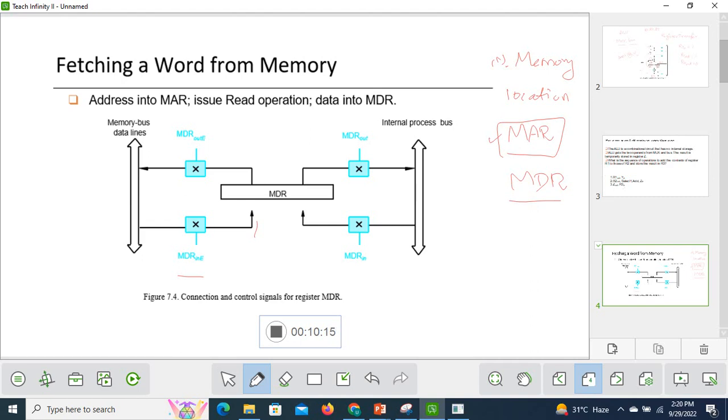It has 4 control signals. These are nothing but MDR in, MDR out, and then the connections for the internal bus: MDR in E and MDR out E. So it is being connected like that. With the help of only 4 control signals, this MDR register transfers the data.